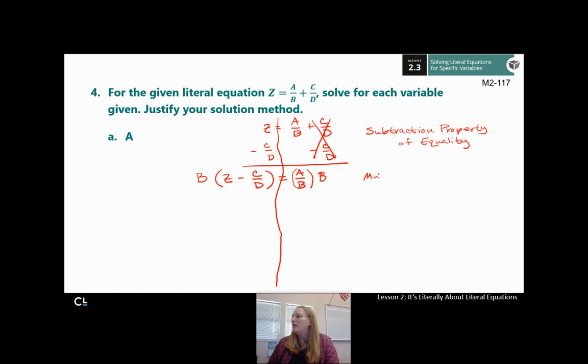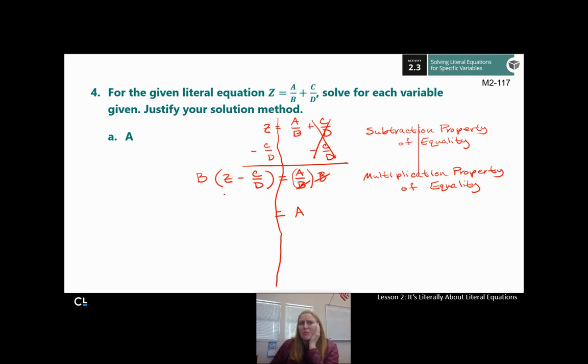Which makes that the multiplication property of equality. Sorry, my pen went weird. It happens a lot around here. This is great because this means the B's cancel out and we just have A, which is good. That's what we wanted. But check out what's going on over here.